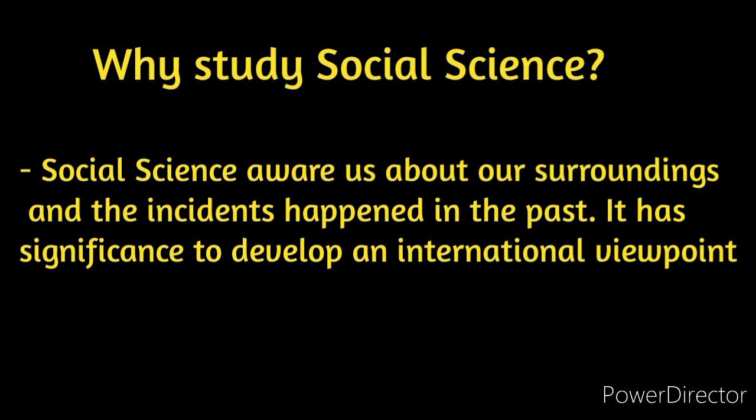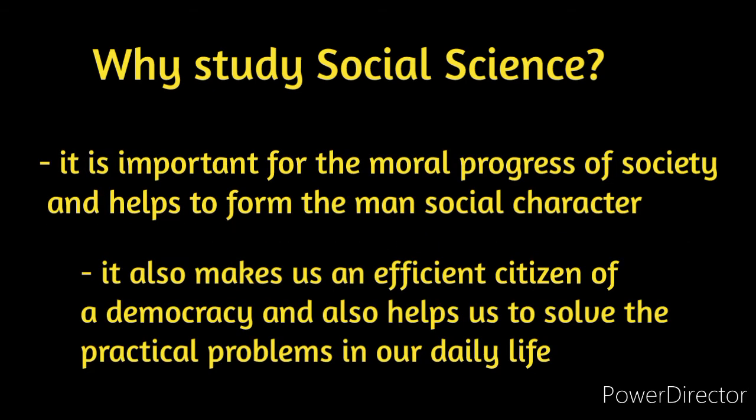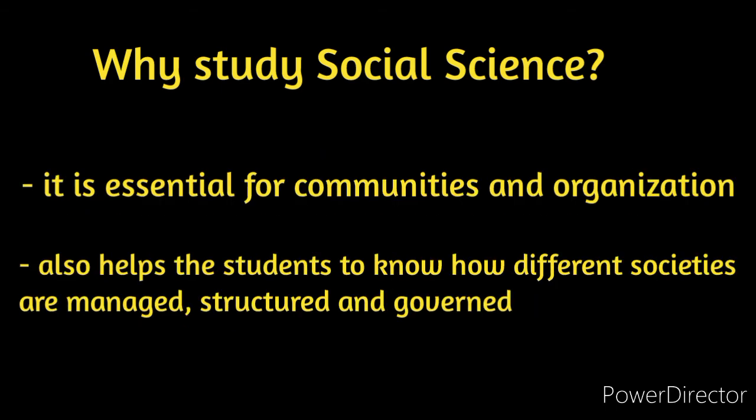The importance of social science. Why study social science? Social science makes students aware of our surroundings and the incidents that happened in the past. It has significance to develop an international viewpoint. It is also important for the moral progress of society. It helps to form the man's social character. Study of social science makes us an efficient citizen of a democracy. And it also helps us to solve the practical problems in our daily life. It is essential for communities and organizations.